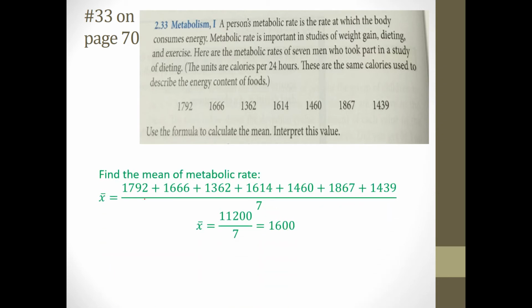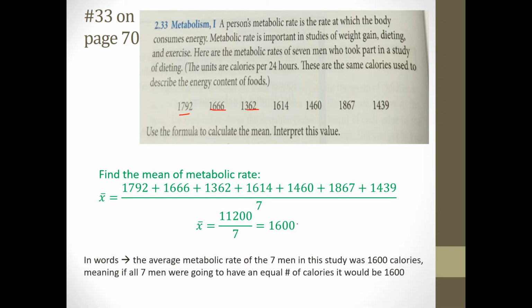So for the mean, I'm going to add together my numbers that I have here. There they are right there. I'm going to add them together. And then I'm going to count 1, 2, 3, 4, 5, 6, 7. So I'm going to divide by 7, and that gives me a mean calorie of 1,600. In words, this means that the average metabolic rate of the 7 men in this study was 1,600 calories. Meaning if all 7 men were to have consumed the same number of calories, it would have been 1,600.